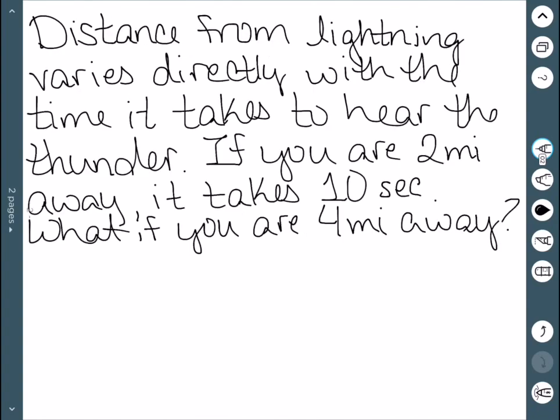Here's our first problem. The distance you are from lightning varies directly with the time it takes to hear the thunder. If you are 2 miles away from the lightning, it takes 10 seconds. So we want to know what happens if you are 4 miles away. Essentially, this thing where it says varies directly tells me my distance, which I'm going to call d, is equal to k, which I don't know, that's my constant of proportionality. And this says it varies directly with the time it takes to hear the thunder. So I'll use t for time.